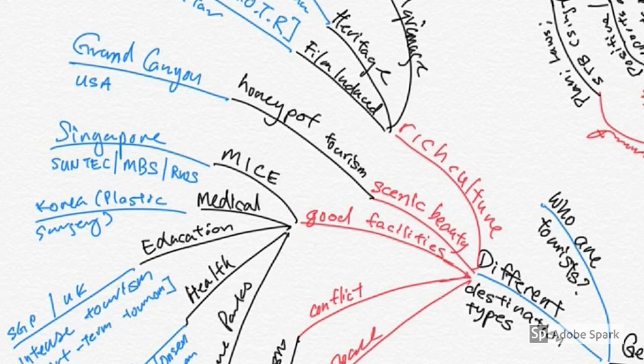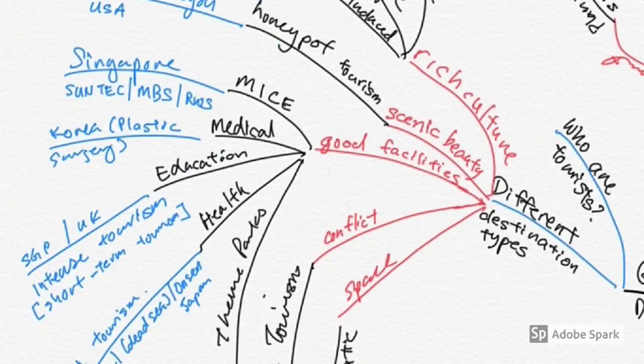Under scenic beauty, you have honeypot tourism, which is a key form of anchor for mass tourism that ties into scenic beauty. Case example in your book lists the Grand Canyon. Please remember, honeypot tourism, according to the definition in your textbook, is only for scenic beauty locations. Mass tourism, tour guides, tour buses, facilities built to support this large number of tourists.